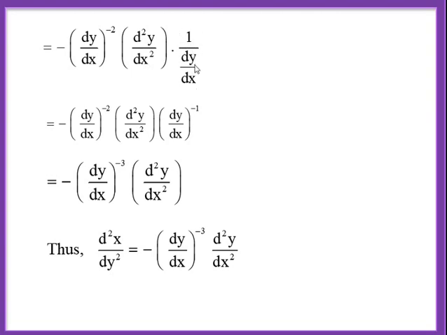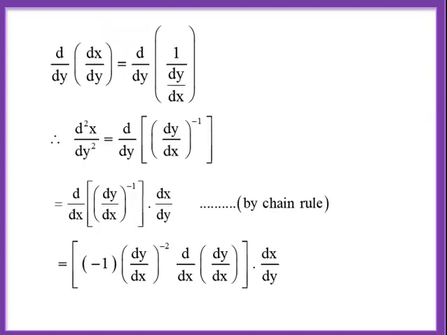Now what is 1 upon dy/dx? It is (dy/dx) raised to minus 1. Now minus 2 minus 1, add them to get minus 3. So finally, what is d2x by dy square? It is minus (dy/dx) raised to minus 3 d2y by dx square. I will again explain.